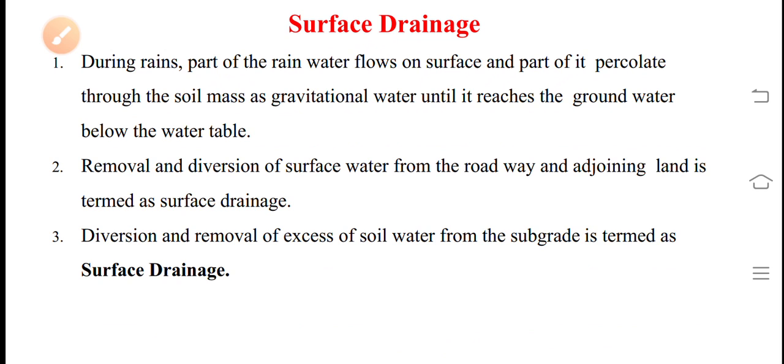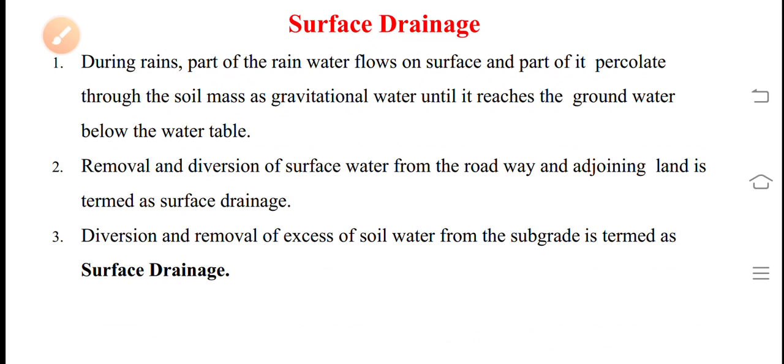These questions may be asked for single mark. What do you understand by the term surface drainage and subsurface drainage? Just you have to write removal and diversion of surface water from the roadway and adjoining land is termed as surface drainage. Thereby we can keep subgrade and pavement surface in dry condition. You can add that sentence. It is not added here. It is understood. In order to keep dry only, we will remove the water.